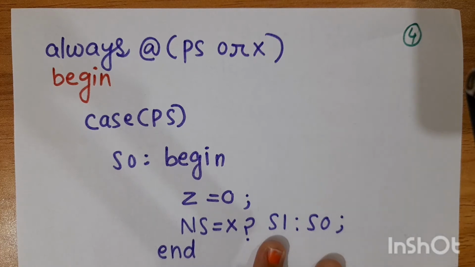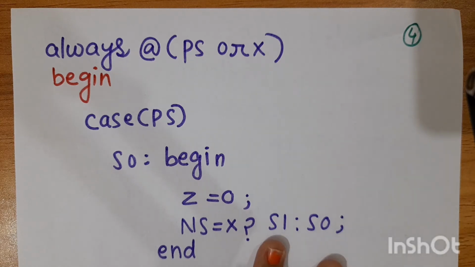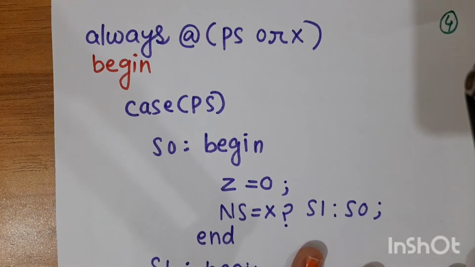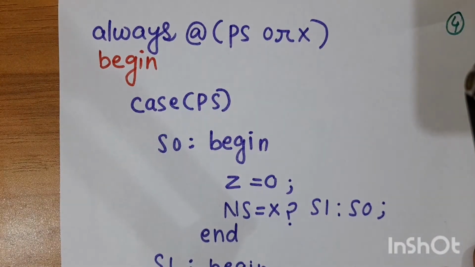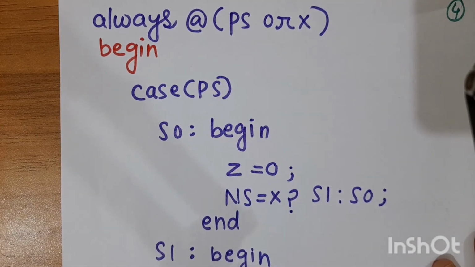There is another always block, another behavioral block. This always block is active for present state or X. It means whenever the present state changes, or whenever the input stream changes, I go inside this always block. So there is begin, case (present state).